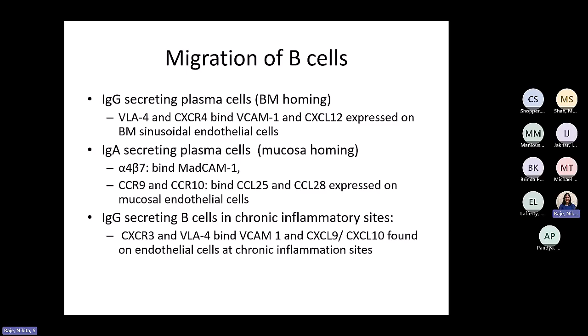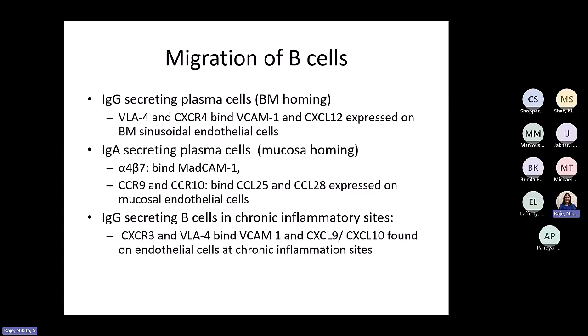Various types of plasma cells, such as IgG secreting plasma cells, will home to the bone marrow, and the VLA4 and CXCR4 bind to their ligands, so VCAM1 VLA4 and CXCL12 CXCR4 interaction will help them to stay in the bone marrow. Whereas IgA secreting plasma cells can be present in the mucosa. So these plasma cells will express alpha 4 beta 7 that helps them bind to MADCAM1 and express CCR9 and 10 that helps them bind to CCL25 and 28 on mucosal endothelial cells.